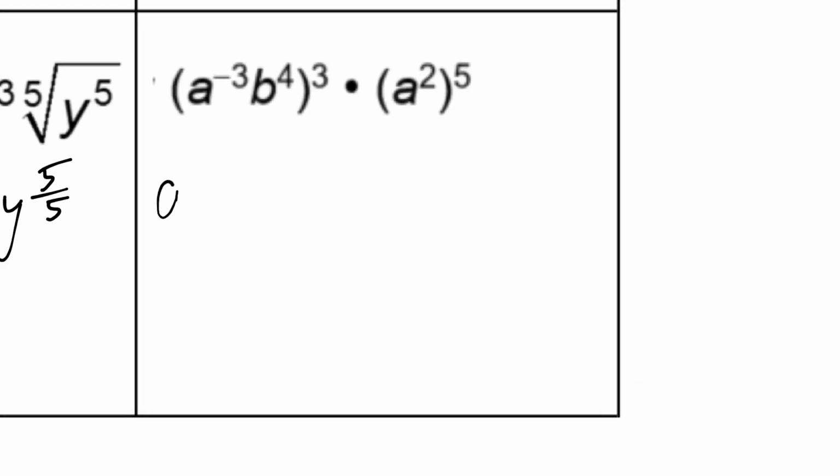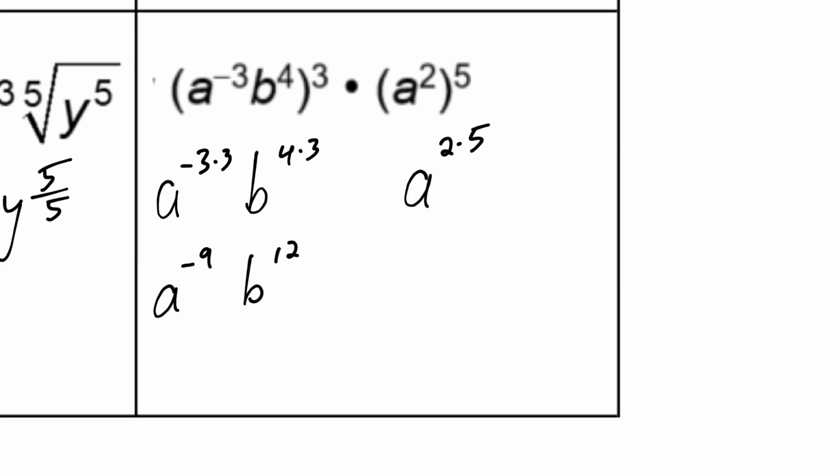If I distribute here, I have a to the negative 3 times 3, b to the 4 times 3, a to the 2 times 5. That's a to the negative 9th, b to the 12th, a to the 10th. I can add together my a's because they're the same base, and I have just one of them because I subtracted 9, and the b to the 12th stays the same.